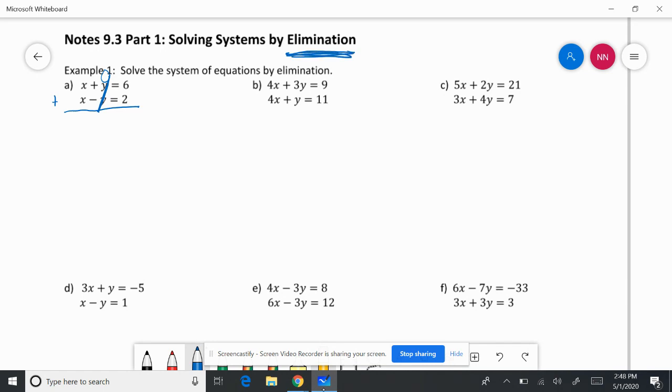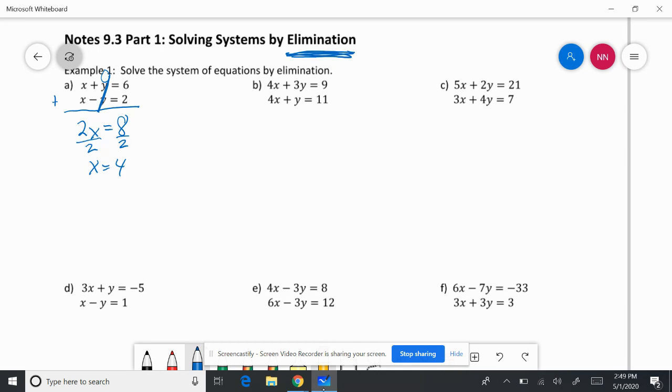Now, when we're adding the two equations, we have 2x equals 8. We're going to continue solving for x. So we divide by 2, and x is equal to 4. Now, if you remember from the other two methods, we need to solve for y also.